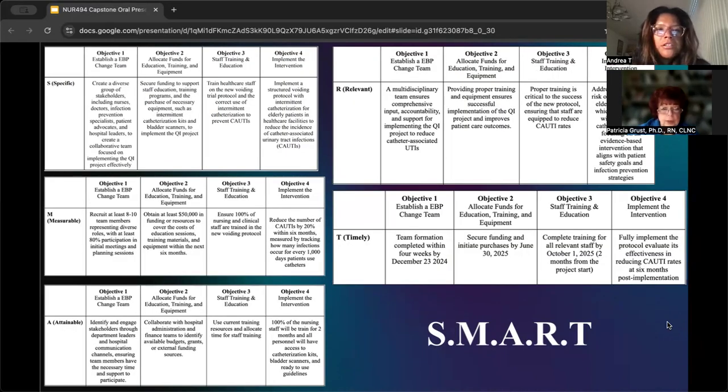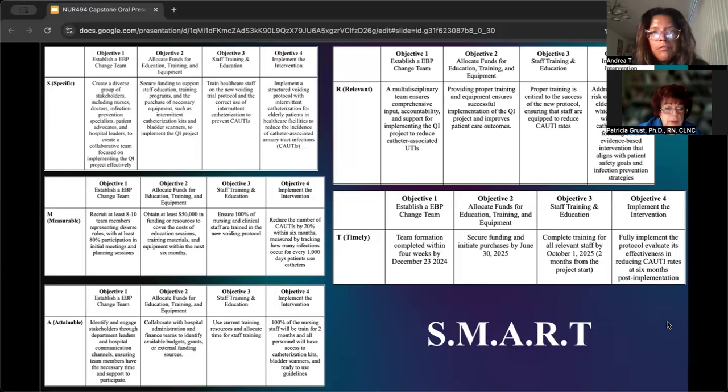The first S in the SMART acronym stands for specific. Each objective will be clearly articulated to eliminate any ambiguity, detailing exactly what we aim to accomplish. M stands for measurable. We will establish criteria to quantify our progress and success, allowing us to track our achievements against defined benchmarks. A stands for attainable.